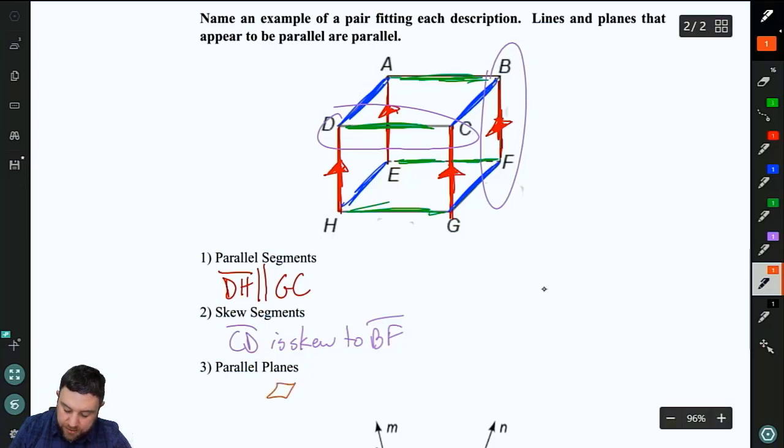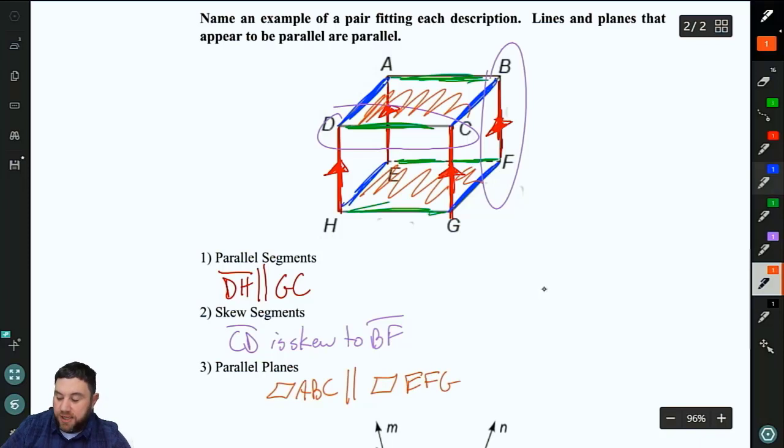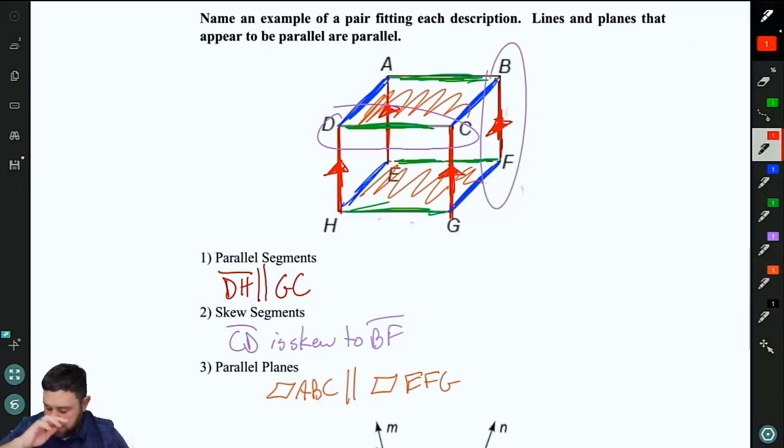So plane ABC is parallel to plane EFG. Remember, when you're naming planes, you need 3 of the points on that plane, and they can't be in a straight line. So any 3 corners on that plane would work.